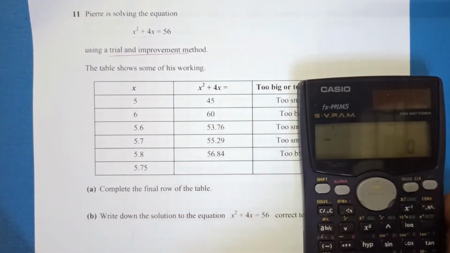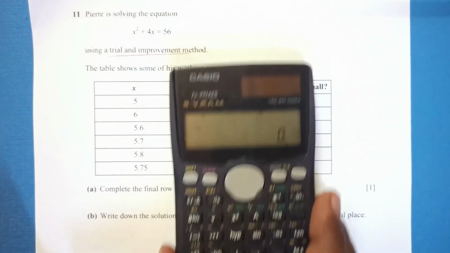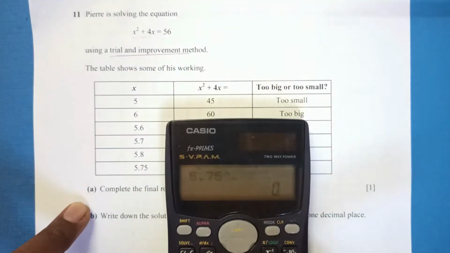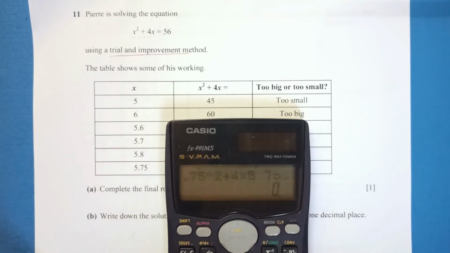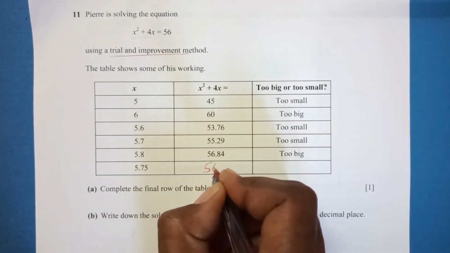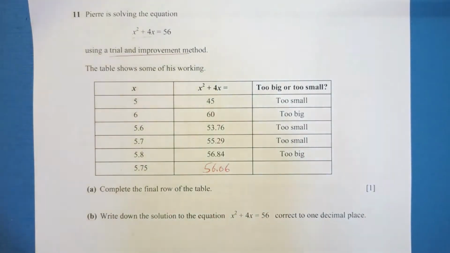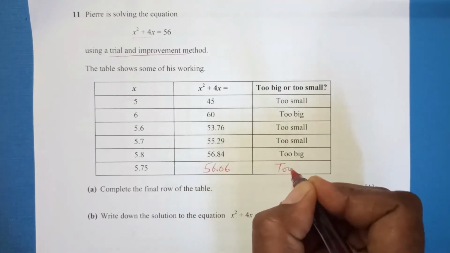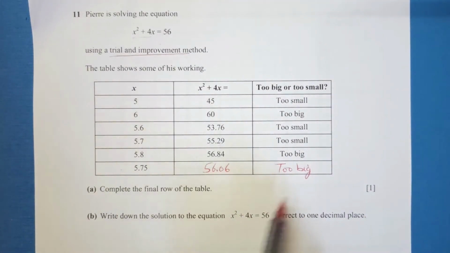As you can see, the value of x we are given here is 5.75. So we take 5.75 squared plus 4 times 5.75, and we get 56.06, which we can write down as too big. So the first part is done.